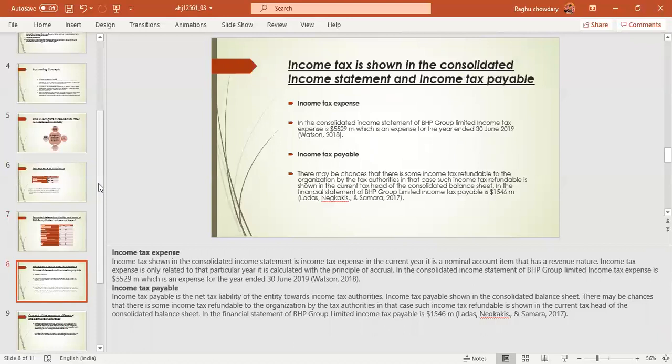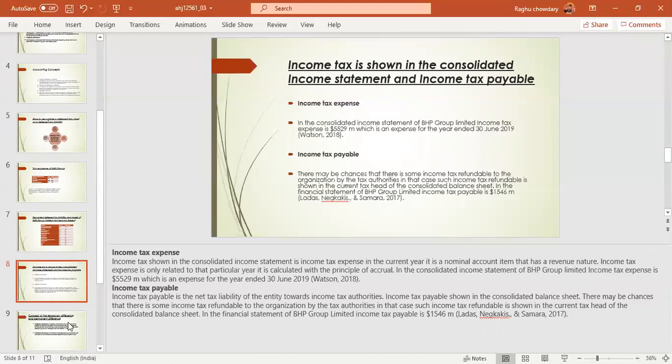From the consolidated income statement of BHP Group, we can see the expense is about 5,529 millions for the year ended June 30, 2019. You can also see there may be some tax refundable to the organization by the tax authorities. In such a case, income tax refundable is shown in current tax assets in the consolidated balance sheet of BHP Group, which is around 1,546 millions.